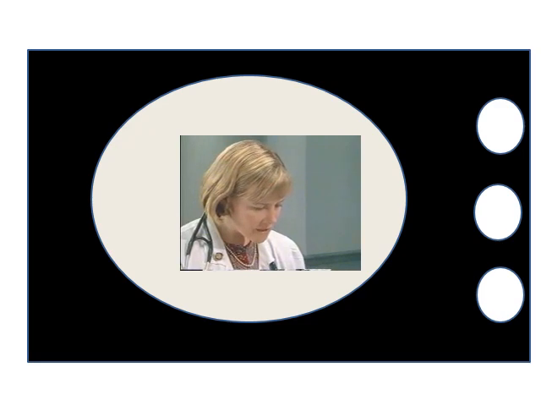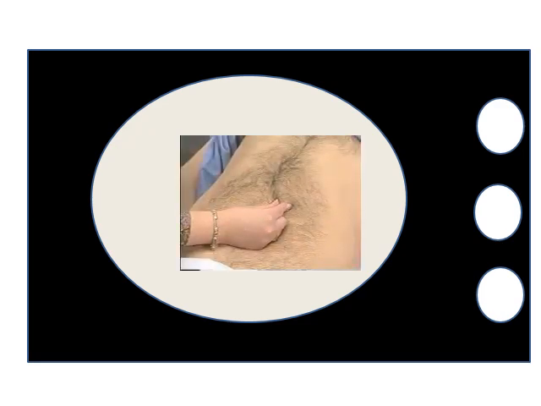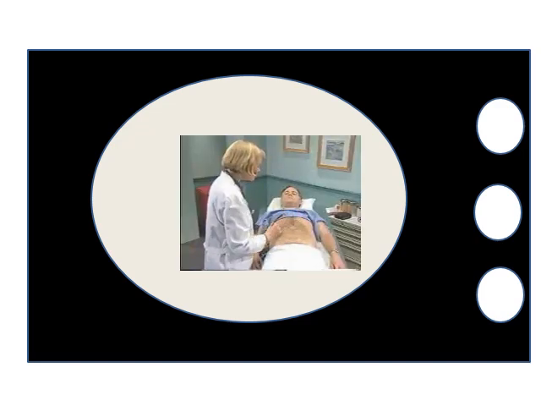Palpate aortic pulsations by placing your thumb and index finger left of the midline. Estimate the pulsation's width, which should be 2.5 to 4 centimeters.